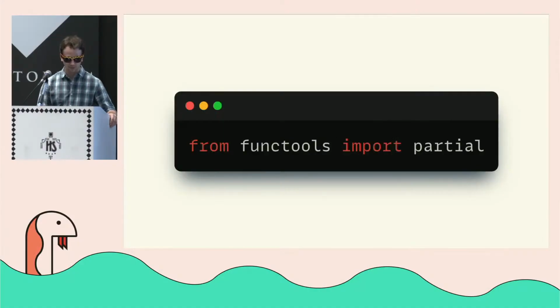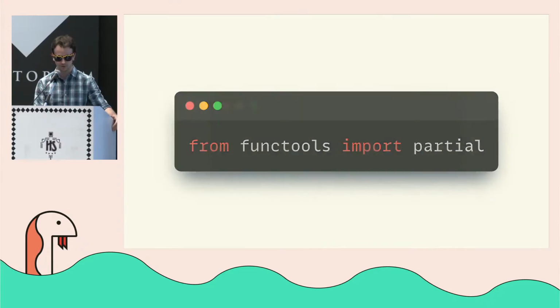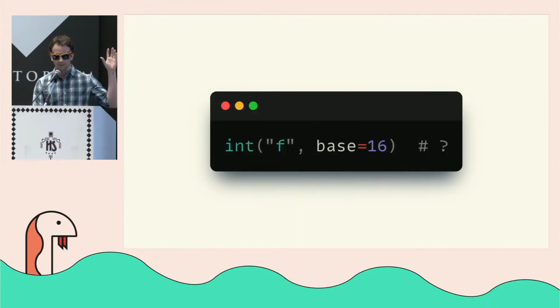All right, so I want to tell you about partial, which is this neat little thing you can import from functools. Apologies, it kind of looks like it's my first time up here. The idea is that this allows you to, quote unquote, freeze arguments to functions. For example, okay, so let's forget about partial.